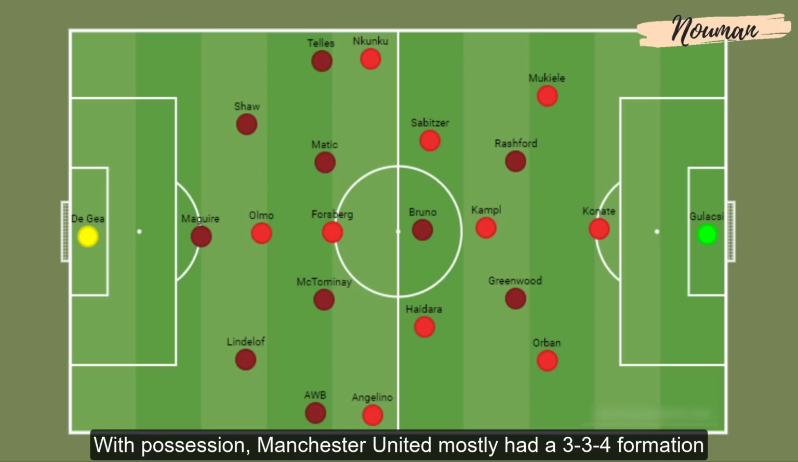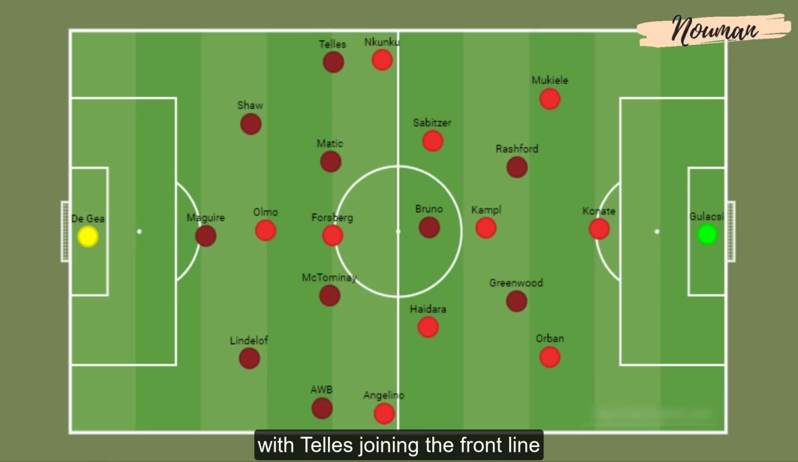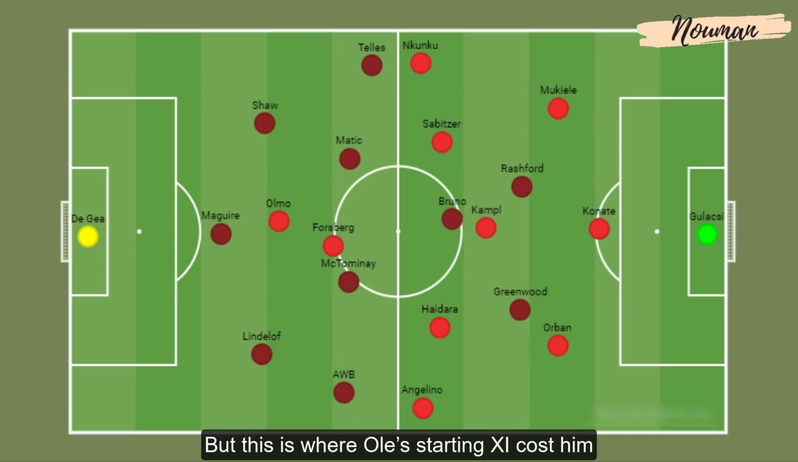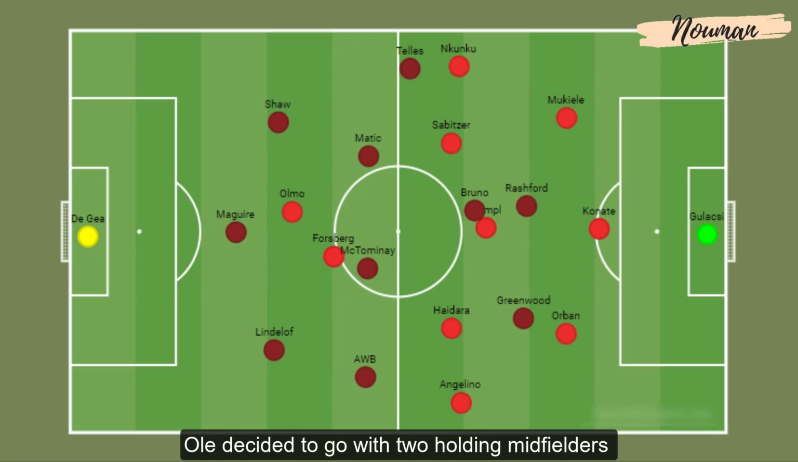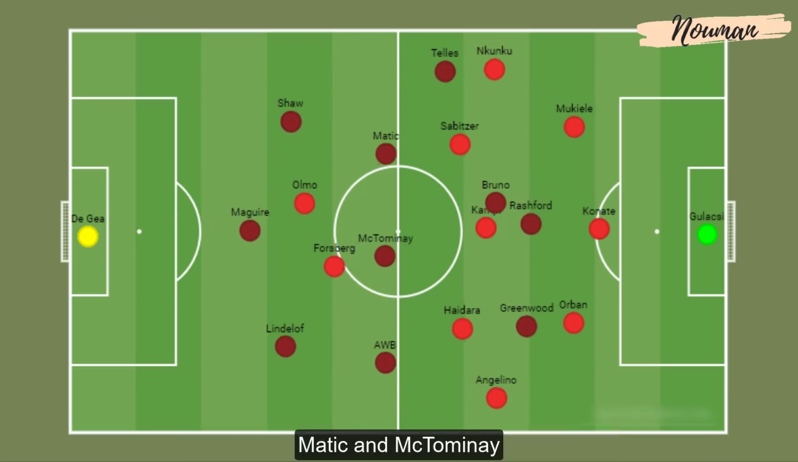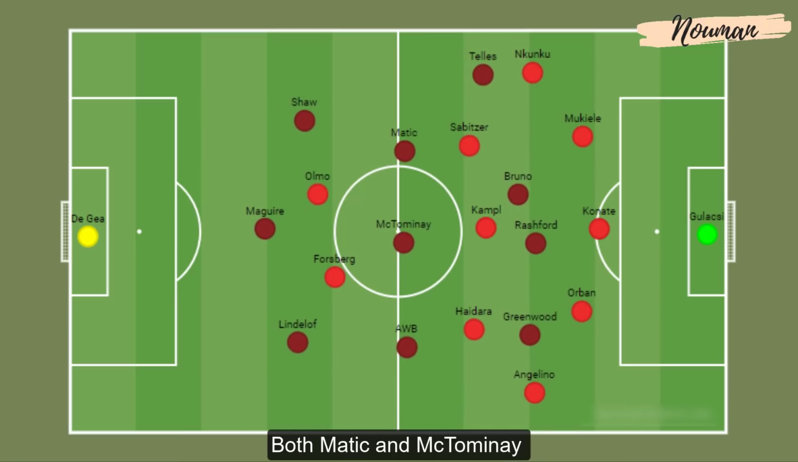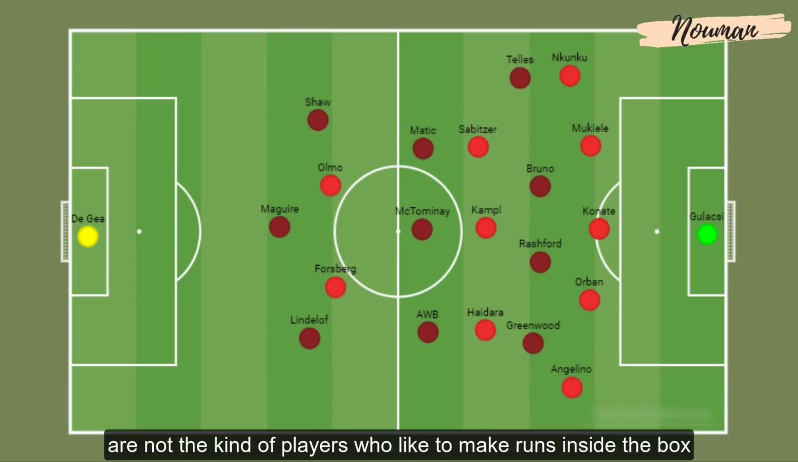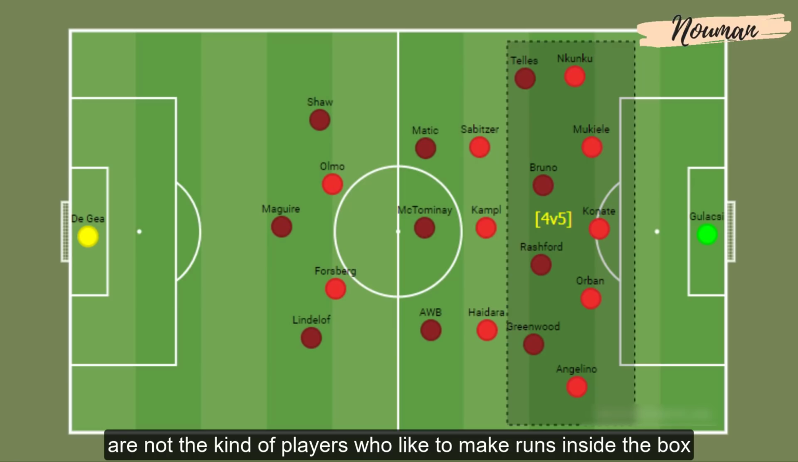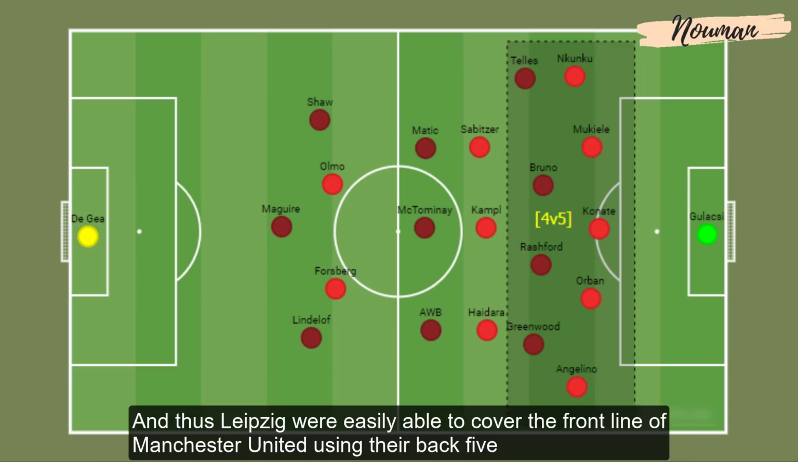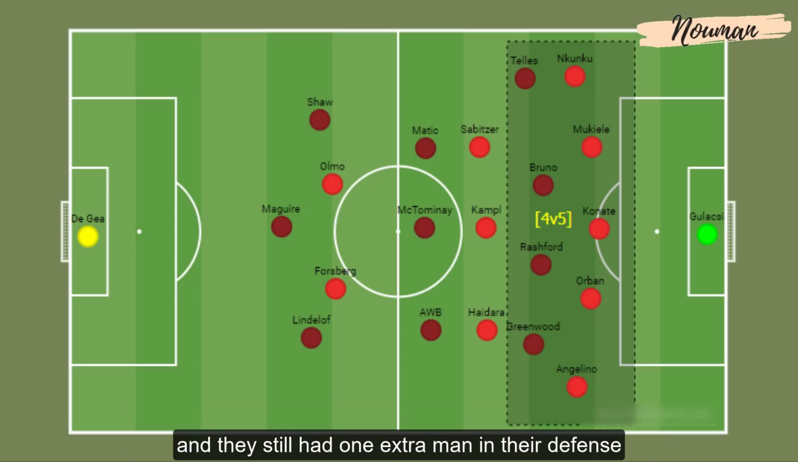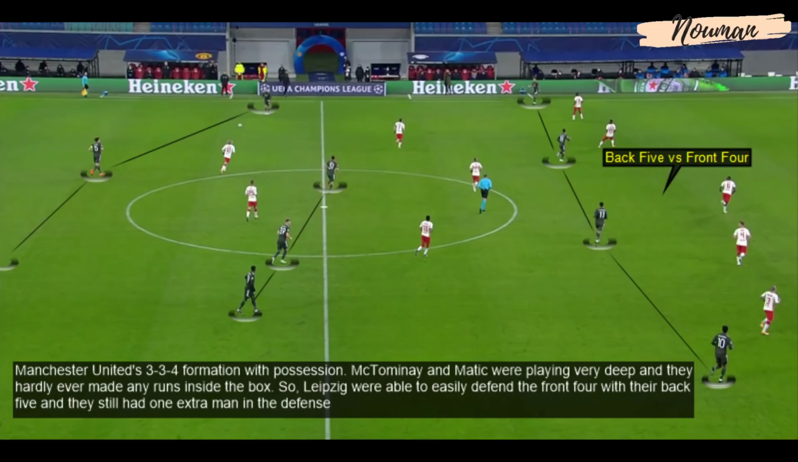With possession, Manchester United mostly had a 3-3-4 formation, with Dallas joining the front line. But this is where Ole's starting 11 cost him. Ole decided to go with two holding midfielders, Matic and McTominay. Both Matic and McTominay are not the kind of players who like to make runs inside the box, and thus Leipzig were easily able to cover the front line of Manchester United using their back five, and they still had one extra man in their defense.